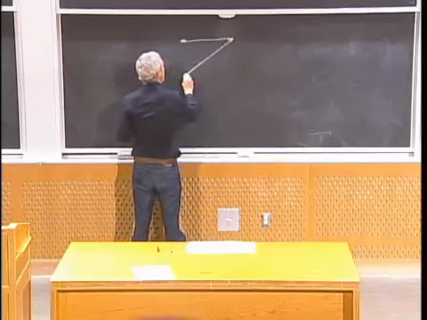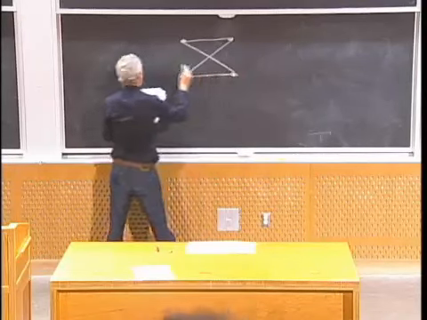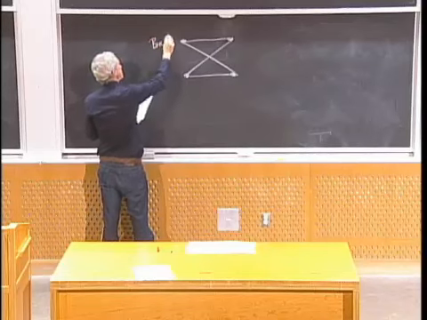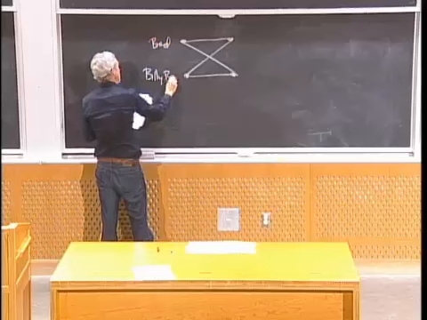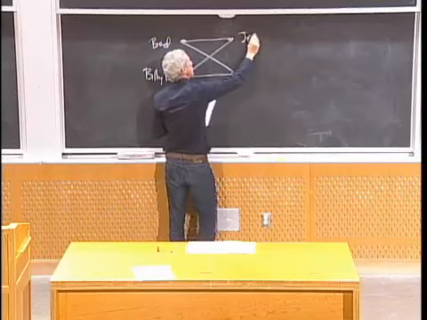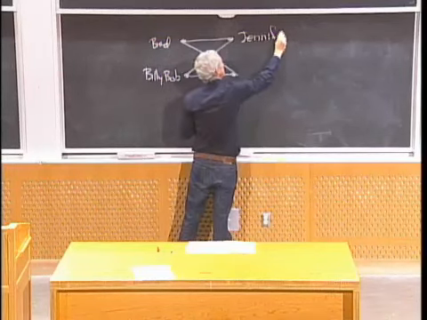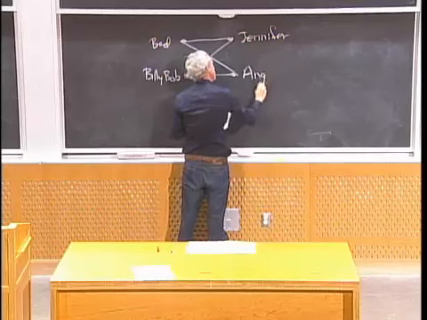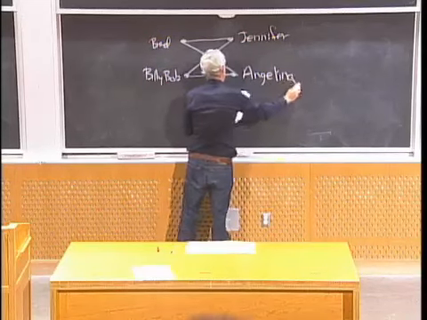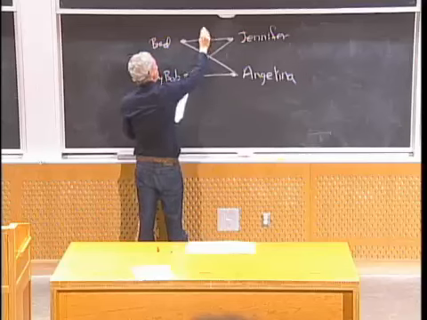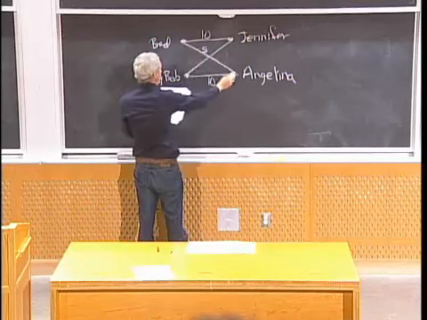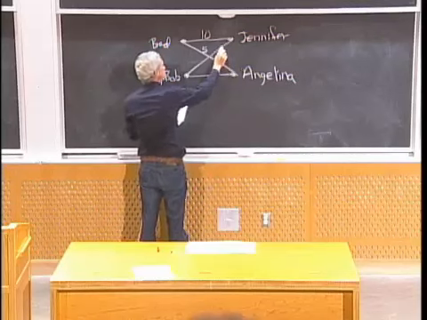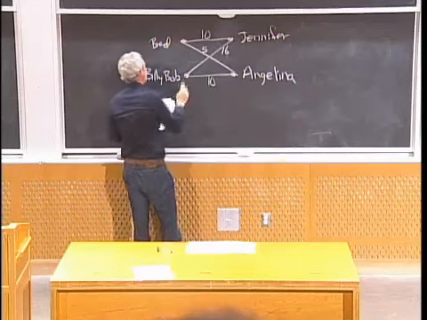Say I've got this graph, and call this node Brad. Here's Billy Bob. Here's Jennifer. And then Angelina. And the weights are as follows. I put a 10 here, a 10 down here, a 5 here, because Brad really likes Angelina, and vice versa, and a 16 between Jennifer and Billy Bob.